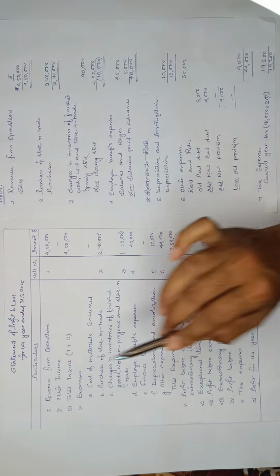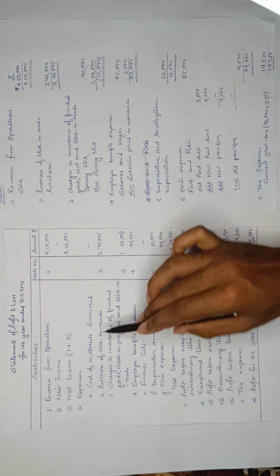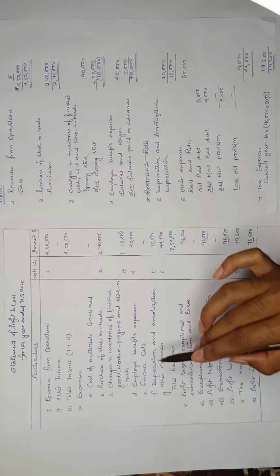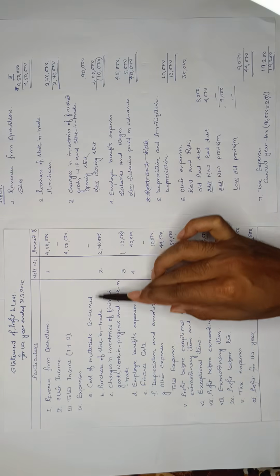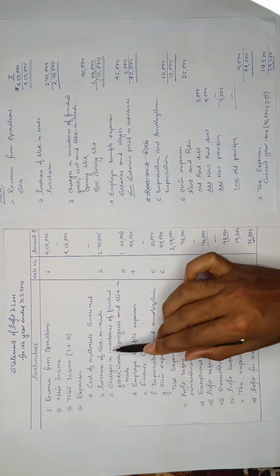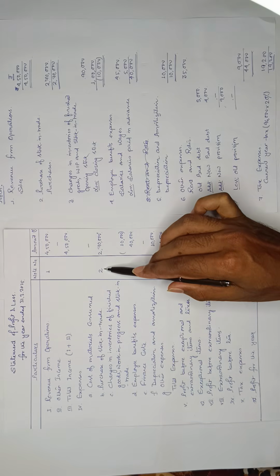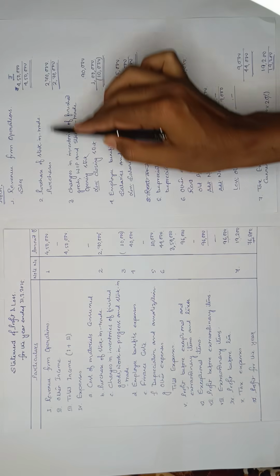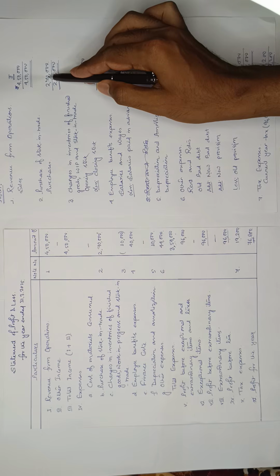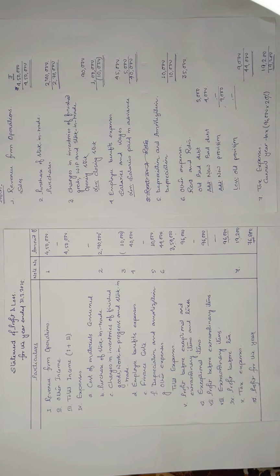Now coming to your expenses side, there are certain expenses. The first one is cost of materials consumed, nil. The second one, note number 2, is purchase of stock in trade. Purchase of stock in trade is 2,70,000. If you see the question, you will find this particular figure.